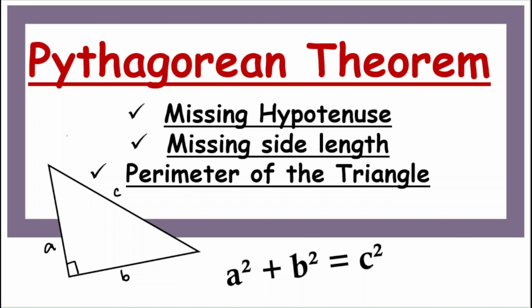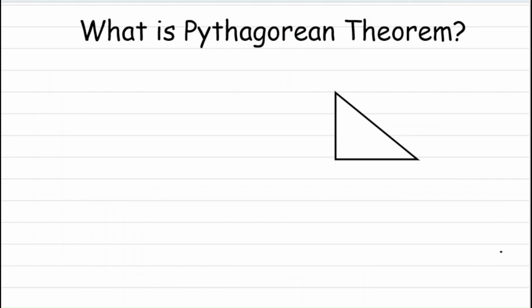So let's get started. Now the first question is, what is Pythagorean theorem? Pythagorean theorem holds true for all the right angle triangles. So suppose I have this right angle triangle ABC, and this angle B is 90 degree. So angle B is equal to 90 degree, and the side which is opposite to this 90 degree angle is called the hypotenuse.